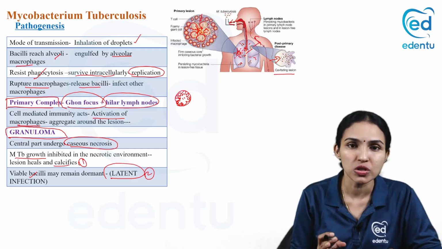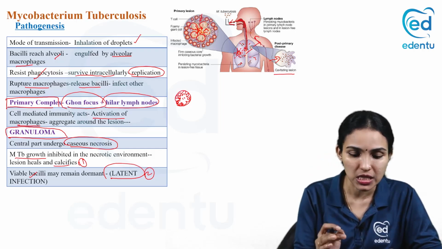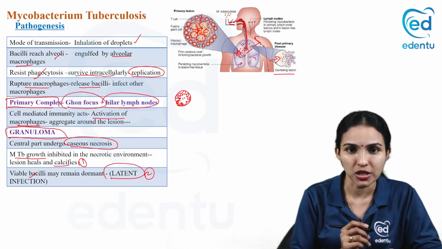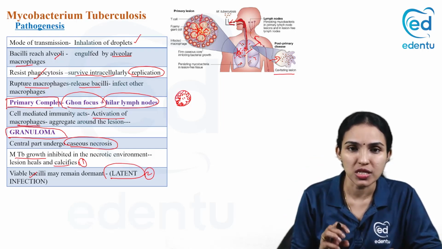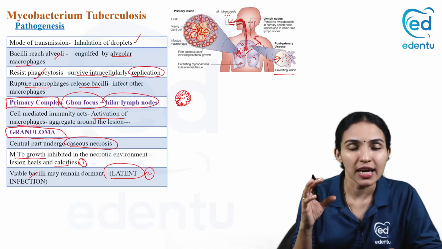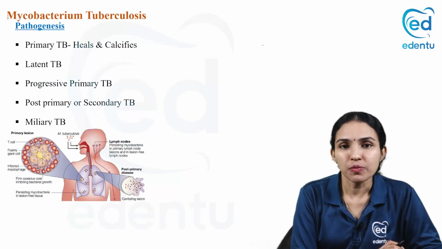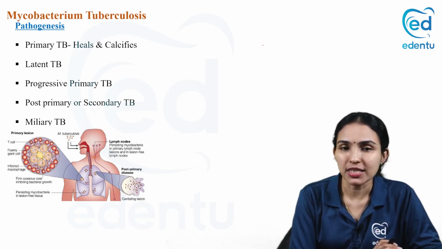So when you write the pathogenesis of TB, don't forget these terms, go and focus: primary complex, granuloma formation, and central caseous necrosis, which will try to kill the bacilli, and latent infection that happens in certain other people. So this is what we discussed: the different sequelae.